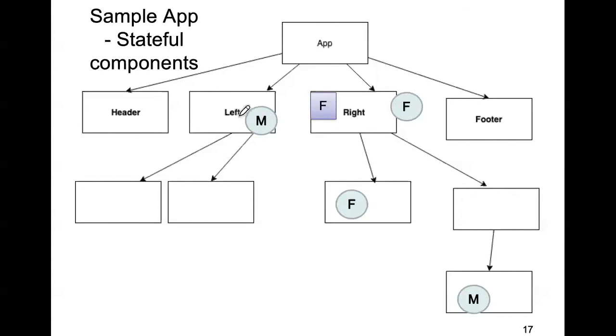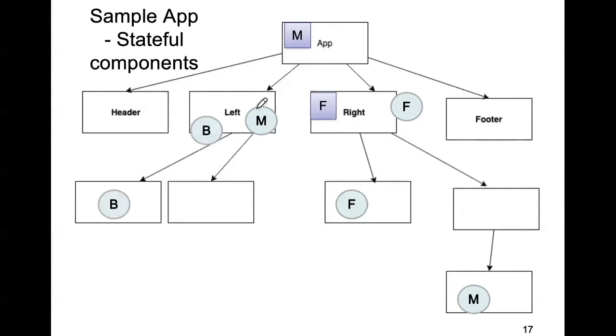So if this component and this component both need to know the current value of the selected movie, then the common ancestor of both of those is this guy at the very top. So this is now going to be a stateful component, and one of its state variables will contain maybe the ID of the current movie that has been selected or clicked by the user.